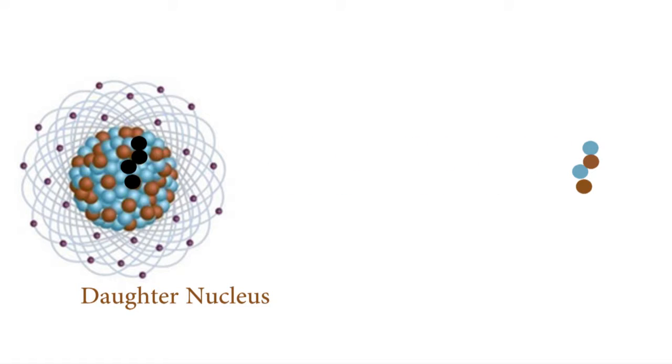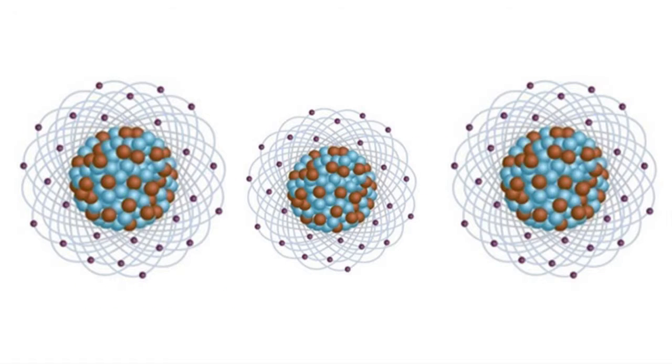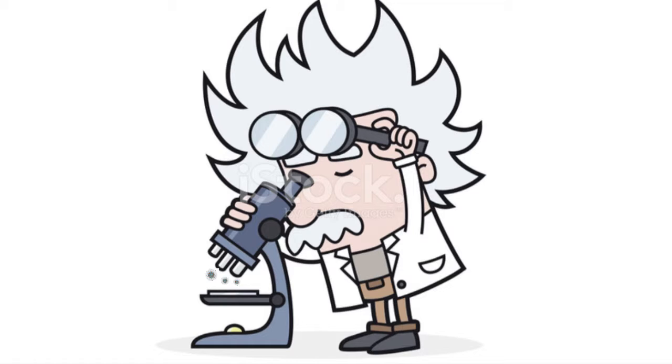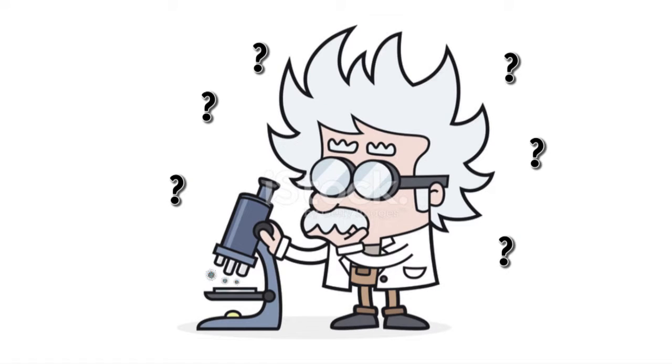daughter nucleus. This decay process with a small amount of atoms is very unpredictable because we don't understand the mechanism of which these atoms actually decay. Mathematically, there is a probability that a certain isotope will decay over time. However, we are still forced to watch and wait for the decay to occur.